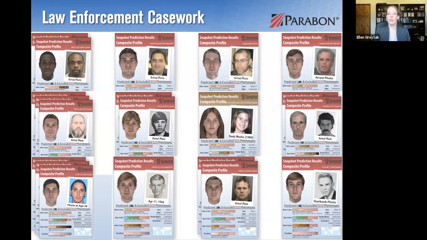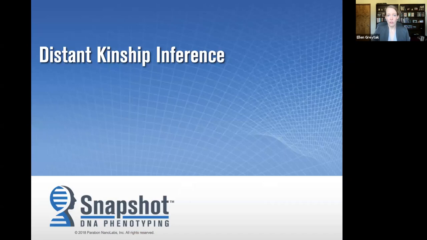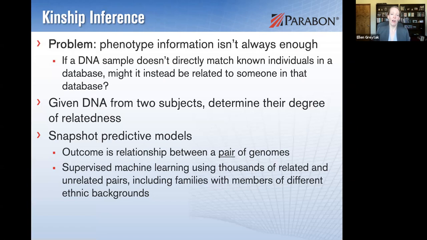Another service that we offer is called distant kinship inference. So instead of predicting just phenotype, so what is this person's eye color, we can actually compare DNA between people and determine their degree of relatedness. So again, isn't that something that's done all the time? You can get your DNA tested at Ancestry and find all these relatives you didn't know about, and that's true, but you need to be able to spit in a tube and give them a lot of really nice fresh DNA, whereas we're going to have to do this with, you know, bones that are 50 years old or something like that.